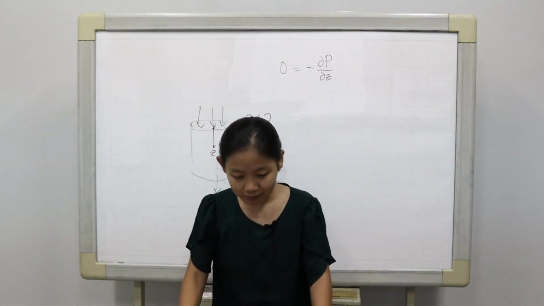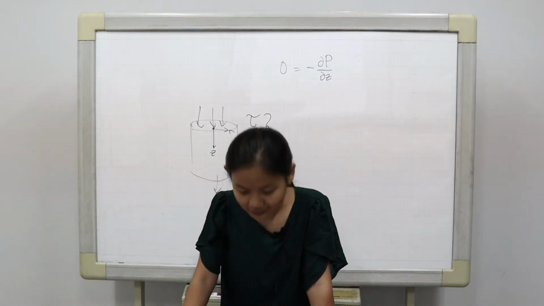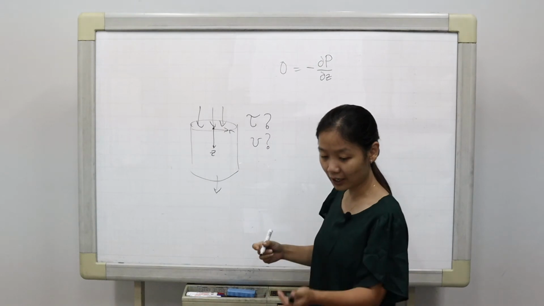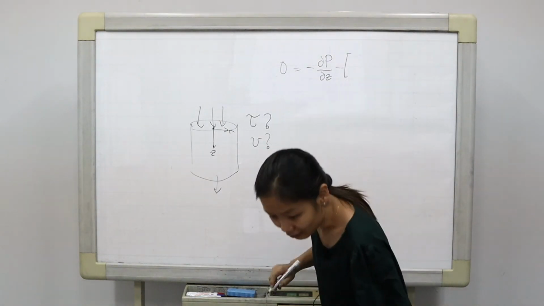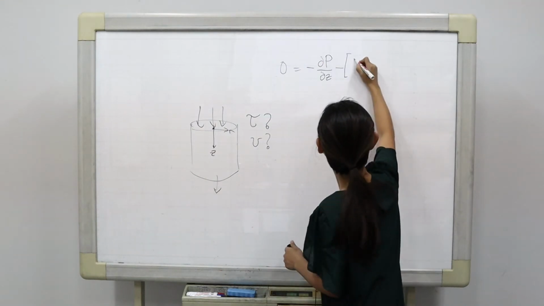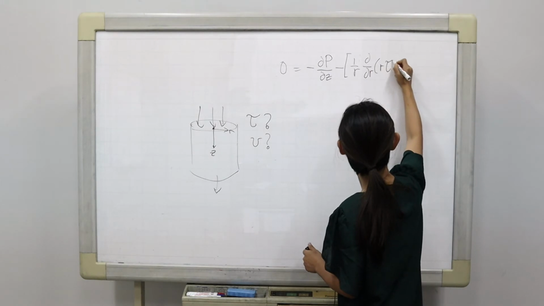Okay, next term we have 1 over r, dou over dou r, r tau rz. Yes, we have that. We have tau rz. So I will write it here: 1 over r, dou r, r tau rz.